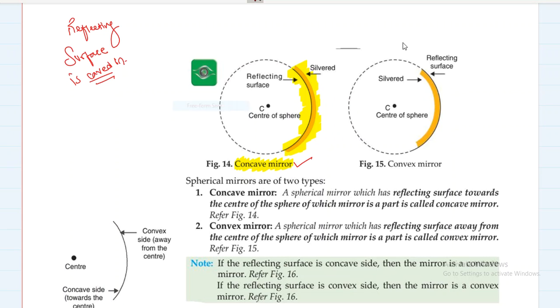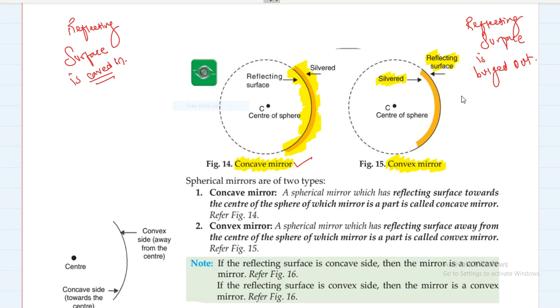On the other hand, we have another sphere in which we are just swapping the reflecting surface and the silvered surface. Now the silvered surface is the inner surface and the reflecting surface is the outer surface. Here the reflecting surface is bulged out. The reflecting surface is bulging outwards. And this kind of mirror is known as a convex mirror.